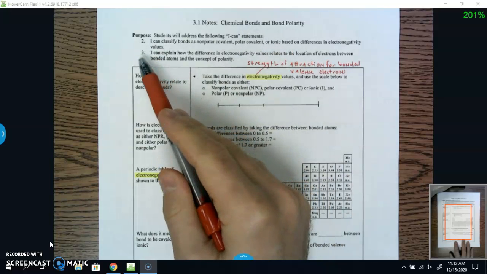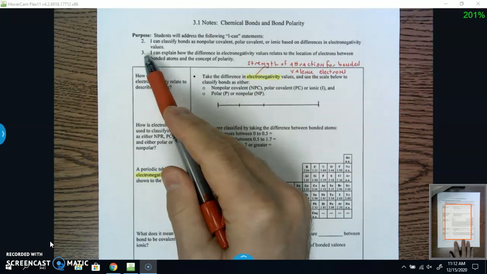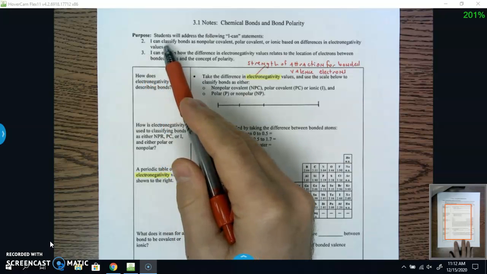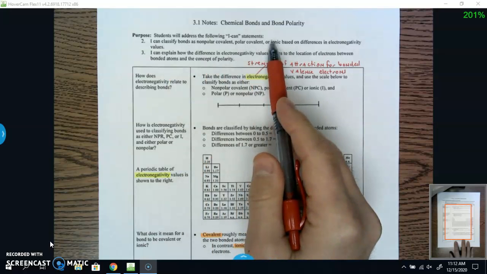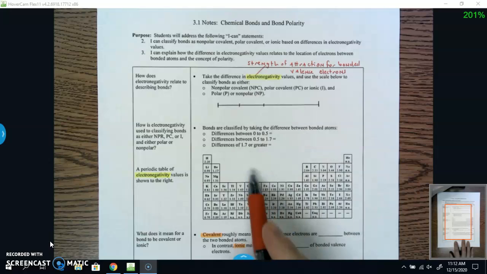Today we're going to be talking about chemical bonds and bond polarity, and it relates to objectives 2 and 3 from our pre-post learning concept check. Objective 2 has to do with classifying bonds as nonpolar covalent, polar covalent, and ionic. We do that based on differences in electronegativity. Got a periodic table of electronegativity values down here.